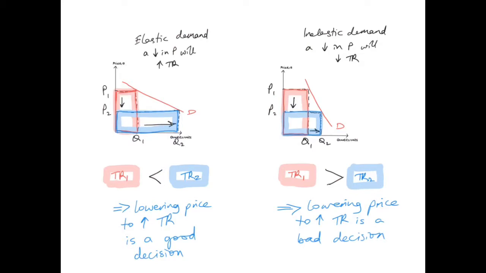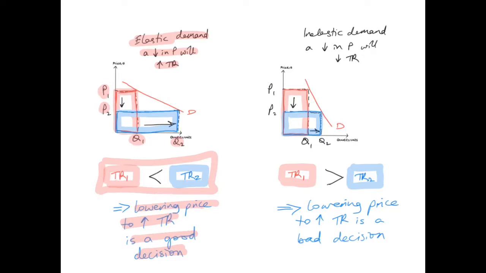This can also be represented diagrammatically. As you can see here, when demand is elastic, a fall in price will increase total revenue. You can see here price fell from P1 to P2, but it led to a huge increase in quantity from Q1 to Q2. All right. The red rectangle, TR1, is the original total revenue. TR2, the blue rectangle here, is the new total revenue after lowering the price. You can see that TR2 is much larger than TR1. Okay, so lowering the price to increase total revenue is a good decision in this case.